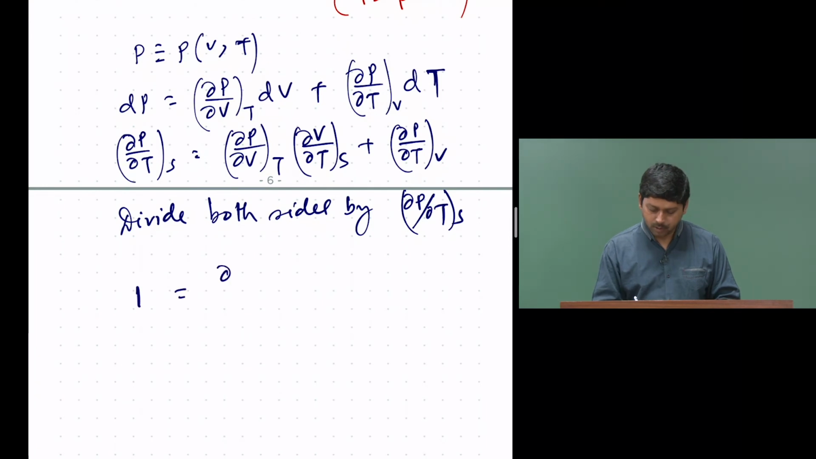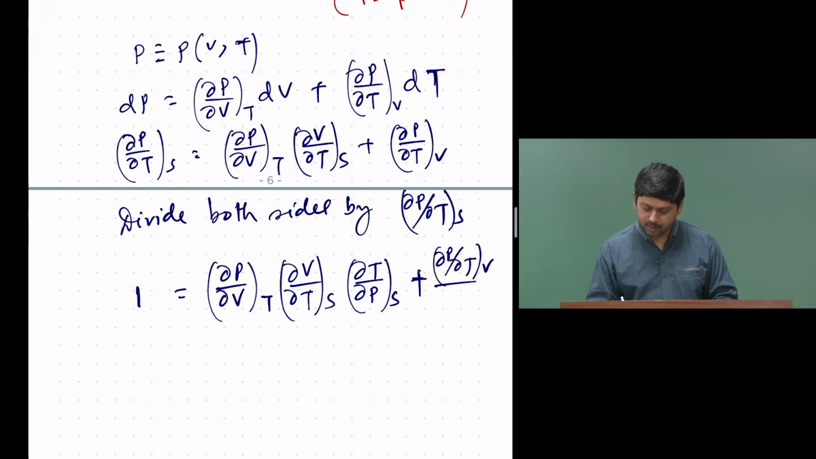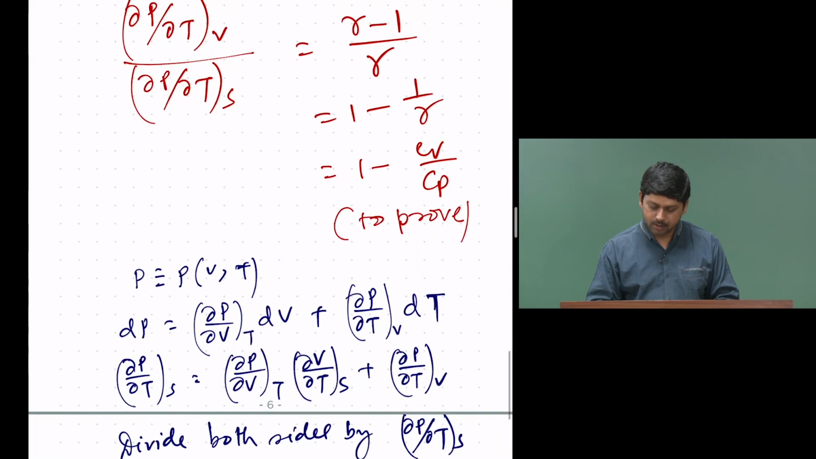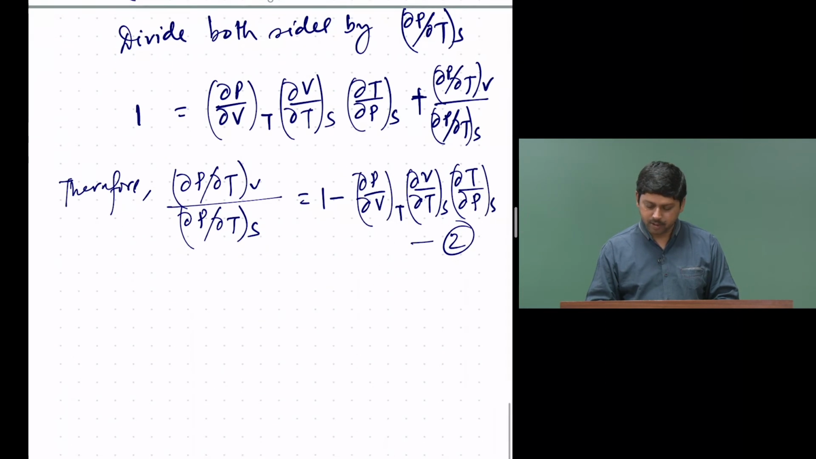We will get 1 equal to del P by del V at a constant T, del V by del T at a constant S, and we are dividing by del P by del T at a constant S, which means it is del T by del P at a constant S, plus we are going to get what we are looking for, del P by del T at a constant V by del P by del T at a constant S. Therefore, del P by del T at a constant V over del P by del T at a constant S, which we are trying to prove in this, is 1 minus del P by del V at a constant T, del V by del T at a constant S, del T by del P at a constant S. So, let us call it equation 2.